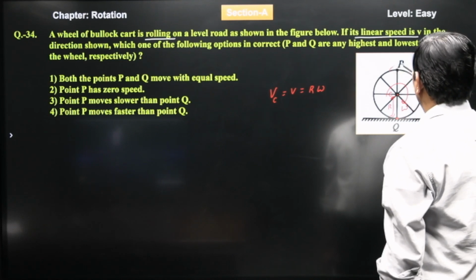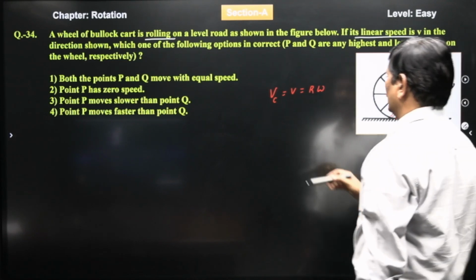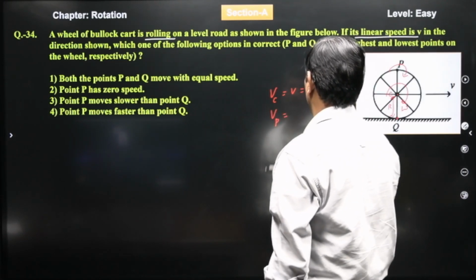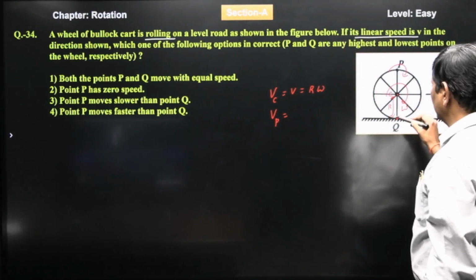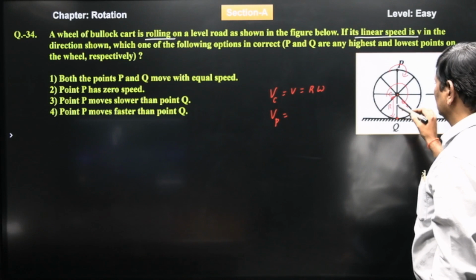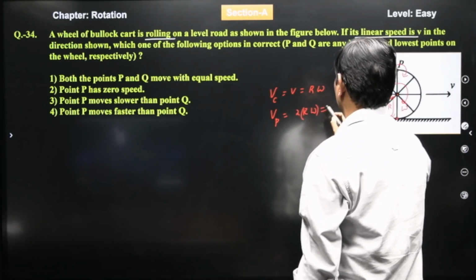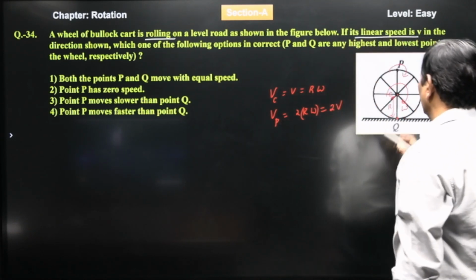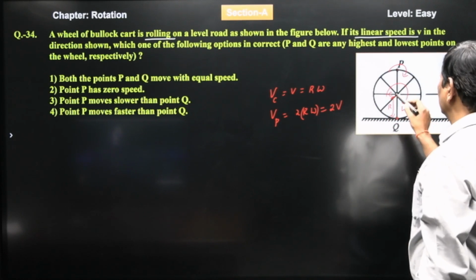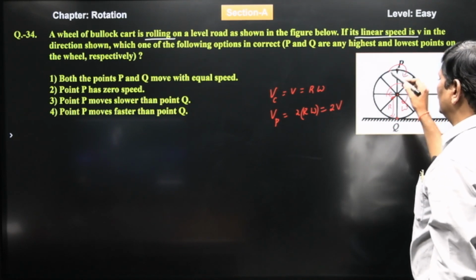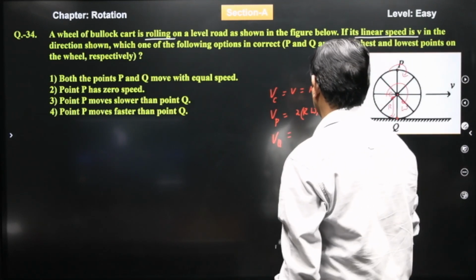When we take the highest point, that is P, the velocity at point P is again r omega, the same formula, but the distance is 2r, not r. So we write 2r omega. That means 2v. So the velocity of the topmost point is 2v, the velocity of the center is v, and for the lowest point, we see vq, the velocity at Q.